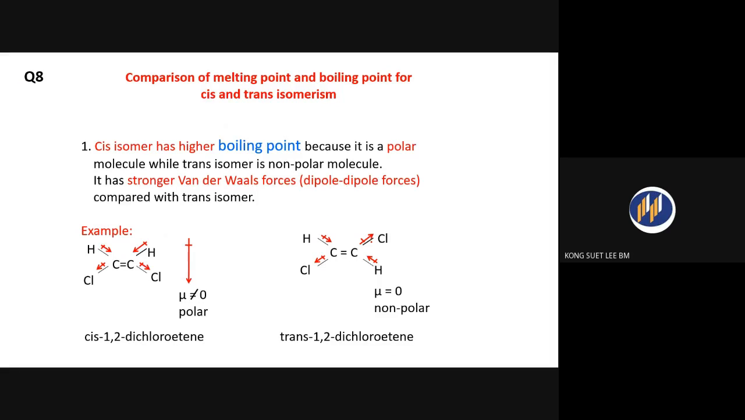Soalan 8 ni lagi. Question number 8 is compare the boiling point for the cis and trans and melting point for the cis and trans. So for here, cis isomer has higher boiling point. Due to what factor? Polar. Kalau trans, non-polar. So we compare in terms of the van der Waals forces. Polar molecule has higher boiling point.